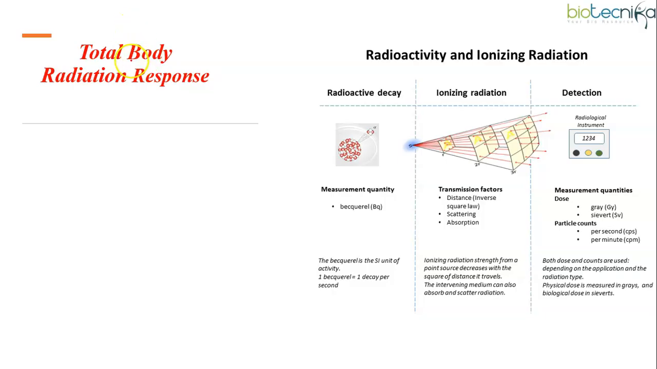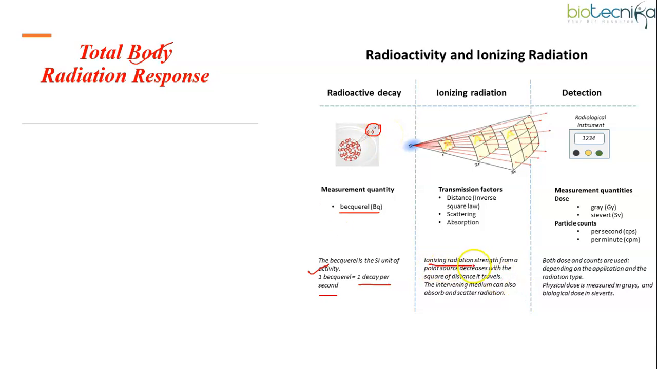Now let's know about total body radiation response and measurement quantities. When a radioisotope undergoes decay, it emits radiations, and the unit to measure radioactivity is becquerel. So becquerel is the SI unit of activity, where 1 becquerel is 1 decay per second. A radioisotope undergoes decay by emission of alpha particle, beta particle or gamma rays.